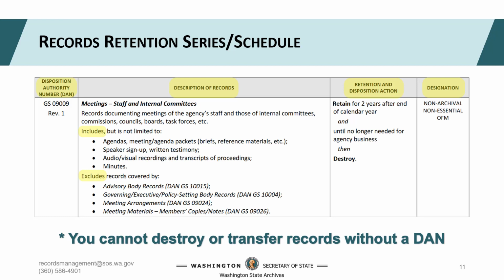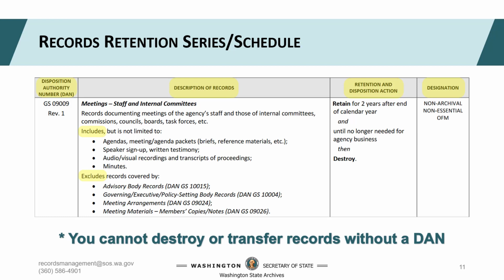Like most unique alphanumeric identifiers, DANs don't make much sense on their own. But in the context of an entire schedule, they quickly distinguish one series from another. DANs are important to include in inventories, box content lists, or disposition logs. The description of records field is where you can expect to spend most of your time.